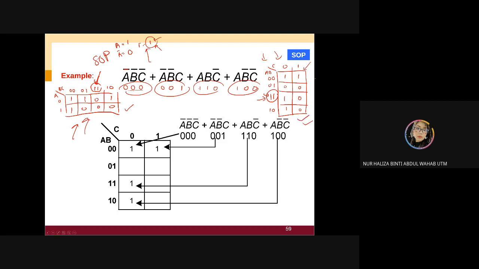So, don't ask me, Doktor, boleh dapat markah ke kalau I draw macam ni? Is it the table should be following exactly like this one? No, you have a choice.